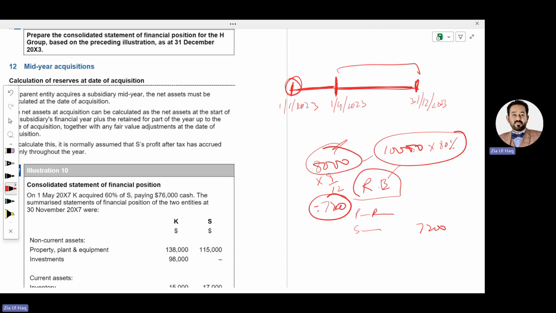Mean if acquisition made at start of year, then while calculating retained earning, how we calculate parent retained earning plus subsidiary share of profit. If the acquisition is during the year, then we need to multiply number of months on a subsidiary share of profit, and then we will calculate retained earnings. Can you understand this? Oh, yes, sir. If acquisition made during the year.